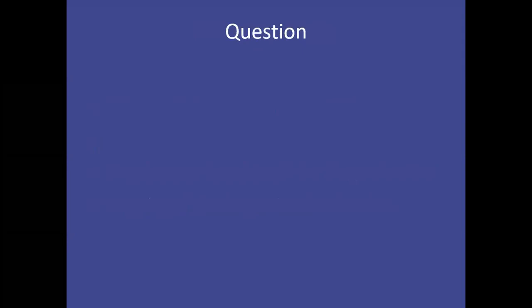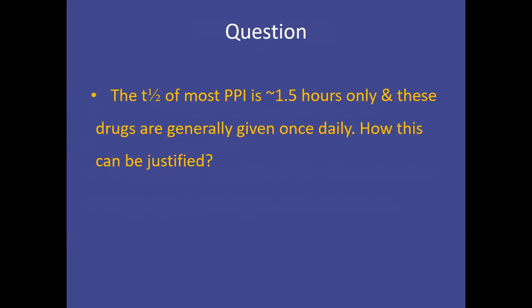Now let me ask you a question. The half-life of most PPIs is approximately 1.5 hours only, almost all. And these drugs are generally given once daily. How can this be justified? Because it's not reabsorbed into the blood easily, so that's why it stays for a longer time there. But when it is in the blood, it takes 1.5 hours to leave the body.